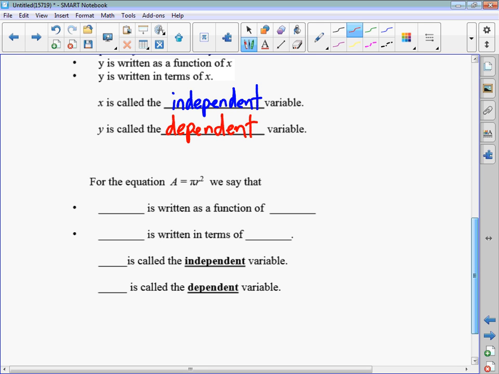So for the equation A equals pi r squared, we say that A is written as a function of r. R would be the independent variable. So A is written in terms of r, which makes r the independent variable, and A the dependent variable.